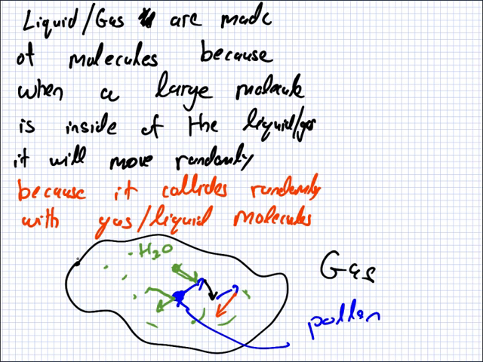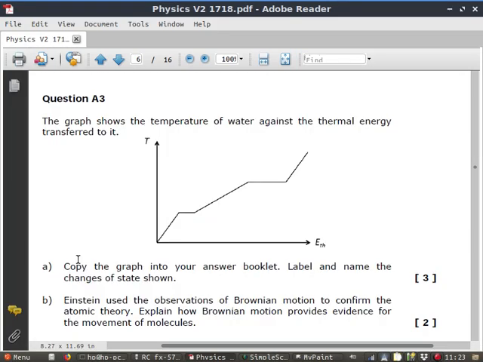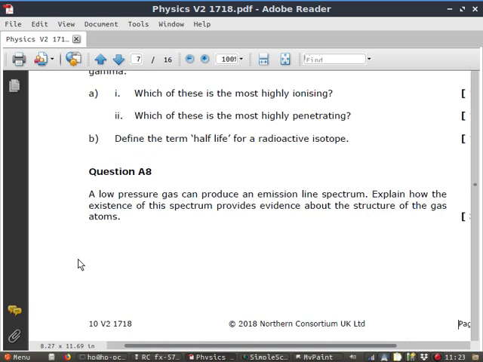Yeah. So Ben, what I'm saying is, if you have a liquid like water, you can't see the H2O molecules, right? But if you put a little piece of pollen inside of it, you'll see the pollen moving around randomly because the H2O collides with it. This is why we think liquid is made of many molecules. Yeah? It's okay, Ben? Let's have a look at the next one.